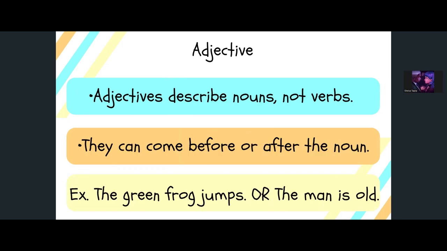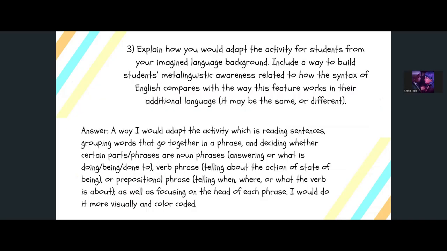Adjectives. So again, reviewing. Adjectives describe nouns, not verbs. They can come before or after the noun. For example, the green frog jumps or the man is old. So again, these are just examples of things that I would review, which for many people might feel like basics, like there's no reason to review. But again, I personally have the model that it's not going to hurt if we review, even for the first 2 minutes, just to make sure that everyone is on the right page and everyone understands and has the opportunity to ask questions. All right, so to continue.